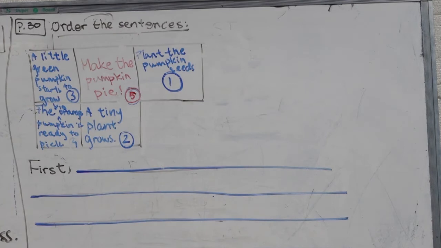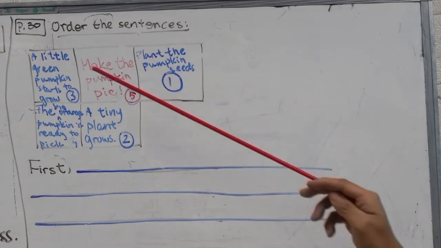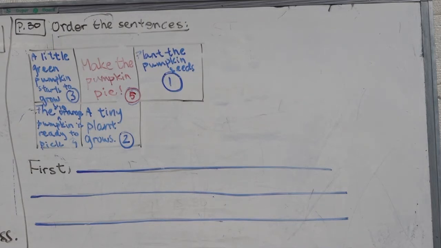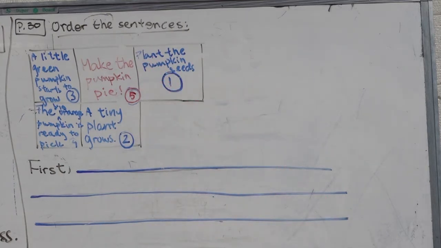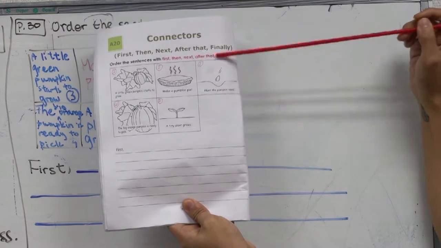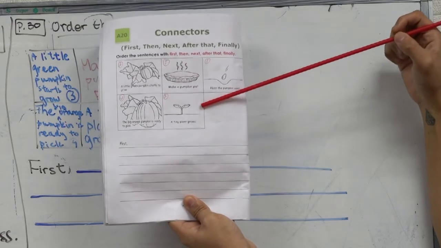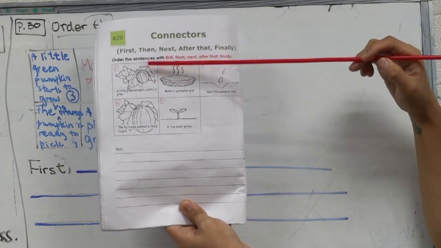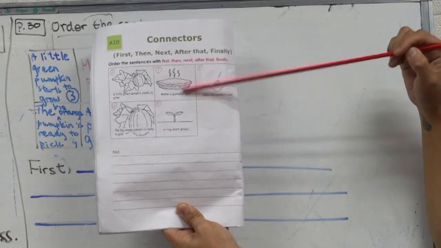Hooray! Alright, so now we have the numbers. The first one is plant the pumpkin seeds. The second one is a tiny plant grows. Next is a little green pumpkin starts to grow. And then after that is the big orange pumpkin is ready to pick. And the 5th one is make the pumpkin pie. Now on your book, I want to see the numbers, okay? Number 1 is here. Number 2 is here. Number 3 is here. Number 4 is here. And number 5 is here.